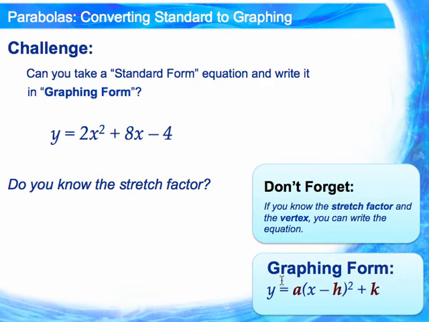Because again, to write a graphing form equation, if you know the vertex and you know the stretch factor, you can write the equation. So in this problem right here, do you know the stretch factor? The answer is yes. It's that first number. It's the A value right here. The A, B, and C is the same A value that you see down here with the A, H, and K. So I know the stretch factor.